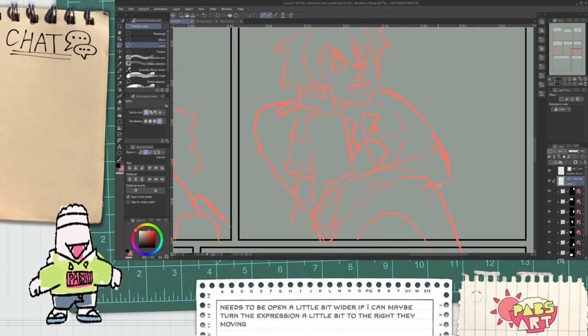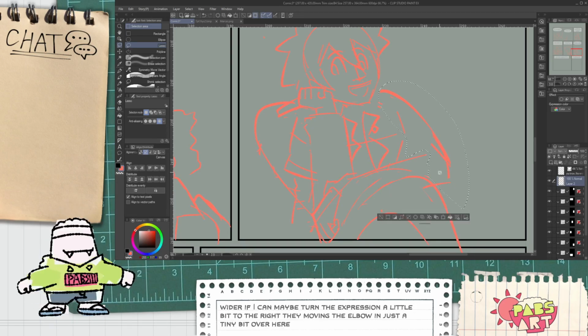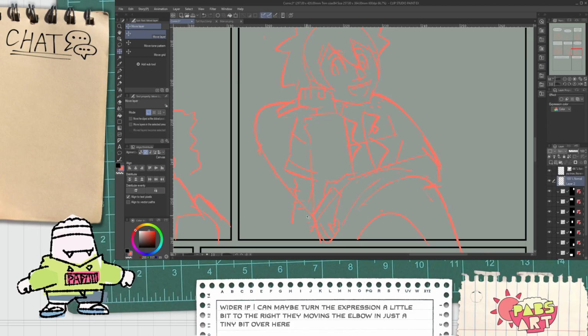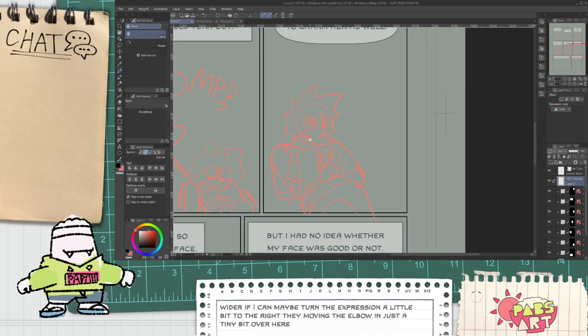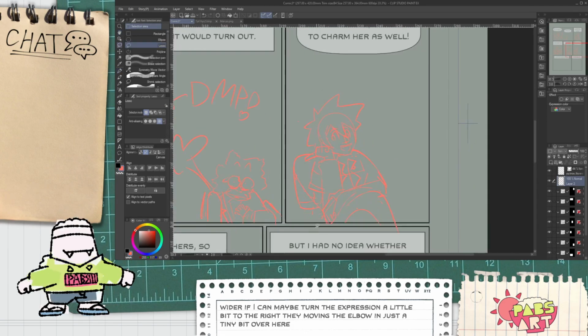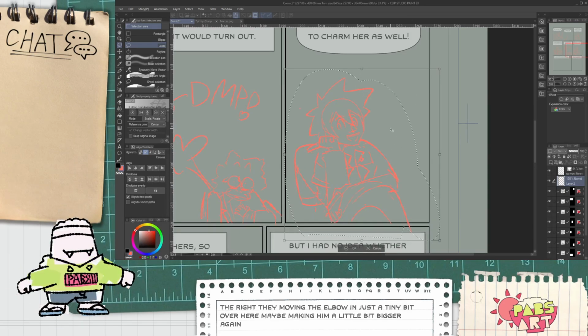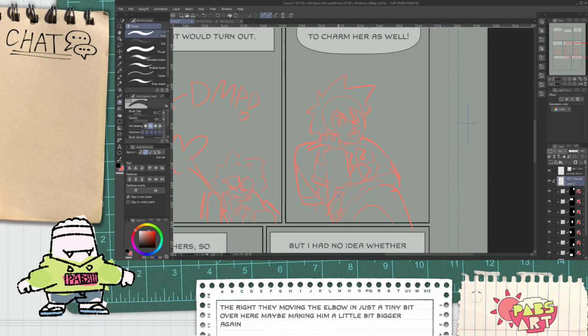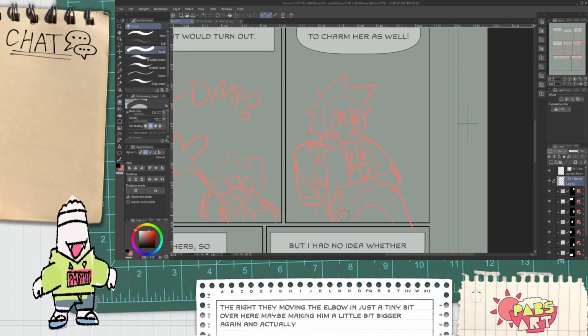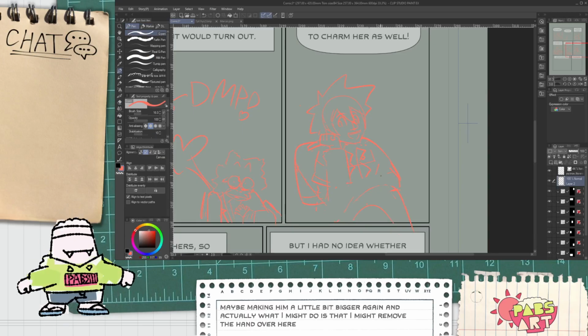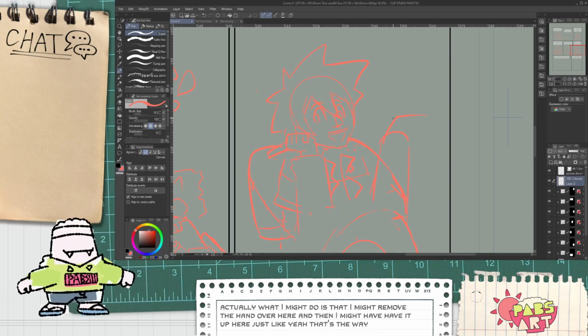Maybe moving the elbow in just a tiny bit over here. Maybe making him a little bit bigger again. And actually what I might do is remove the hand over here, and then have it up here. Just in a, like, yeah, that's the way it is kind of hand gesture.